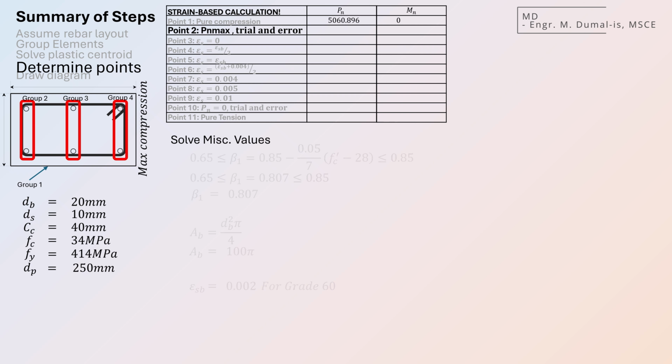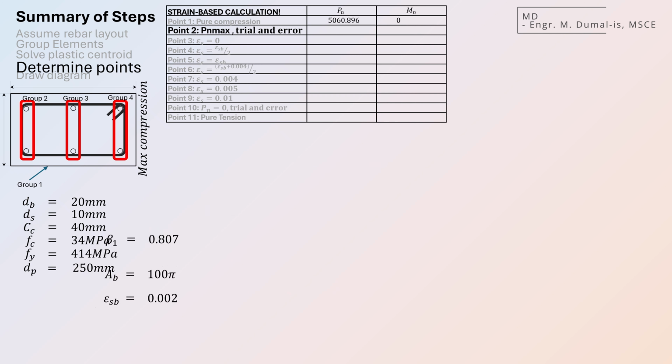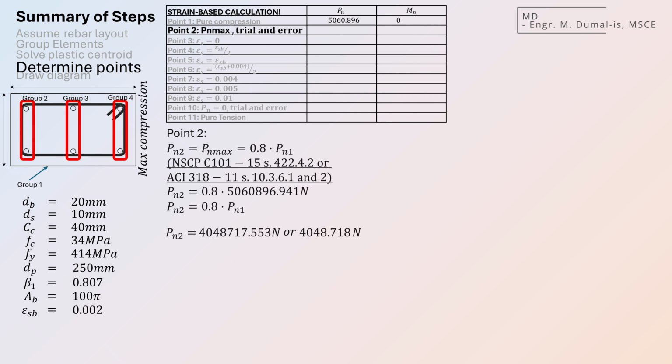For point 2, we need to solve for a few parameters first: Beta 1, the area of a single bar, and the strain at the balanced condition. To compute the coordinates of point 2, we begin with the code-based condition. This point corresponds to the maximum axial load allowed under NSCP C101-15, section 422.4.2, or ACI 318-11, section 10.3.6.1.